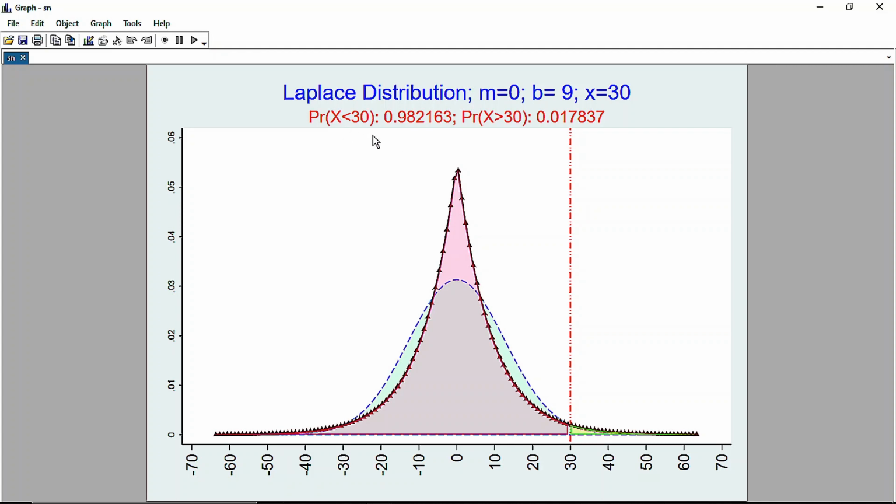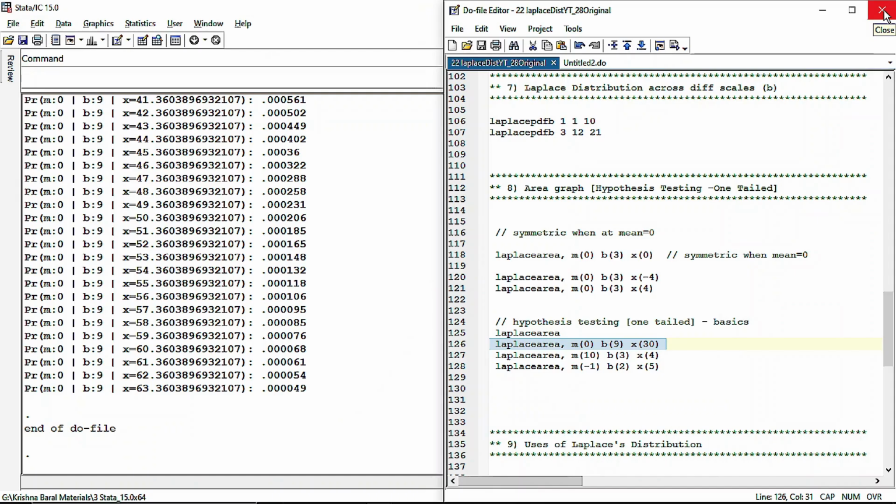So for x less than 30, the p value is greater than 5%. Actually it is 98%. That is why we fail to reject the null in this case. For the alternative hypothesis x greater than 30, the p value is 2%, which is less than our alpha value of 5%. That is why we reject the null in this case, and we conclude that x is in fact greater than 30 for this alternative hypothesis.